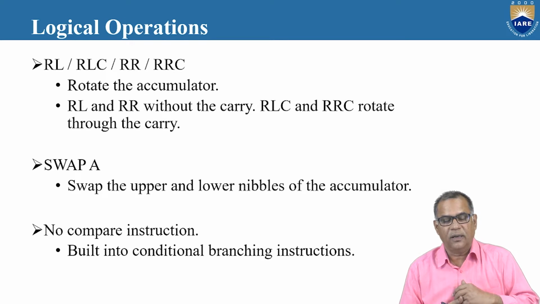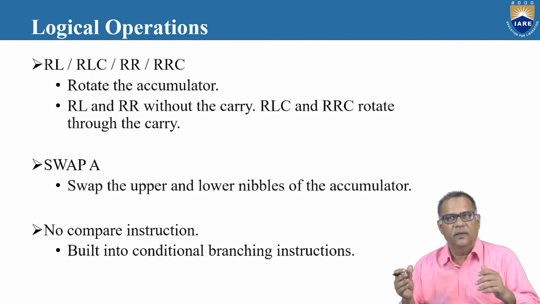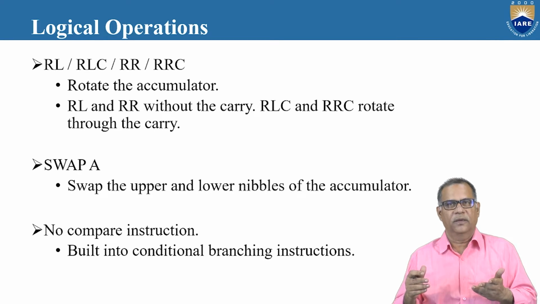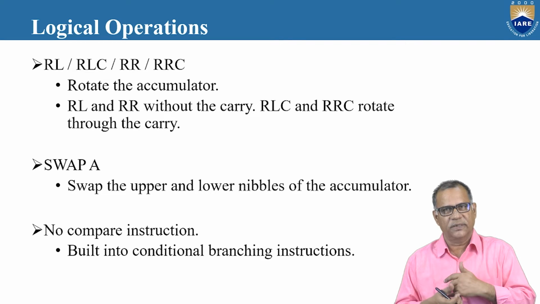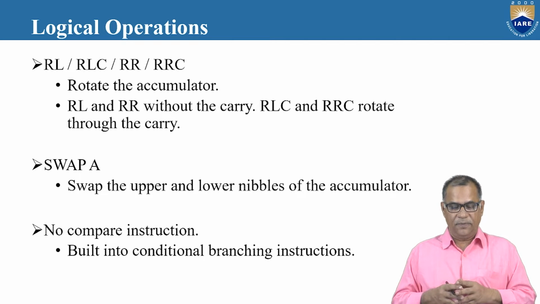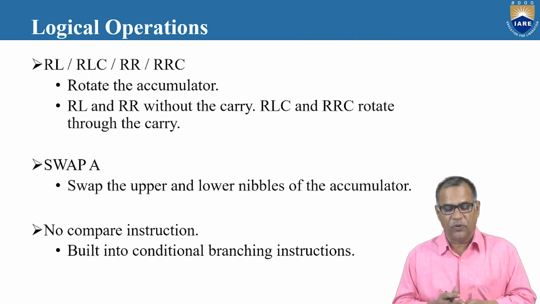RL, RLC, RR, and RRC. So these are for rotating the contents of the accumulator. RL and RR rotate the contents without the carry, whereas RLC and RRC rotate the contents through the carry. That means the carry bit comes to the most significant bit or the least significant bit depending upon the rotation. Then SWAP A. SWAP A is swapping the upper and lower nibbles of the accumulator.